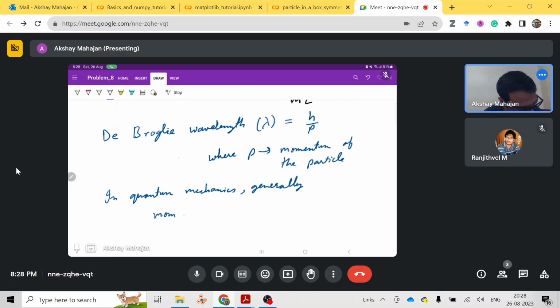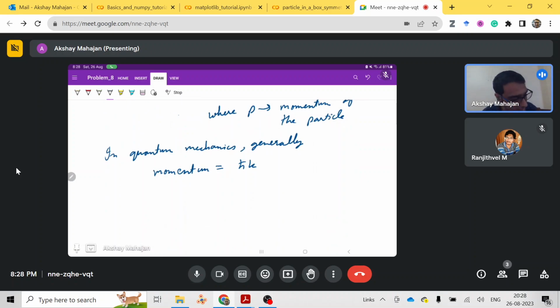Momentum. We know there is an operator, minus iota h cross del by del x, for momentum, but generally you can see that in most of the problems the momentum is given by h cross k, and the kinetic energy will be p square by 2m, so it will be h cross square k square by 2m.